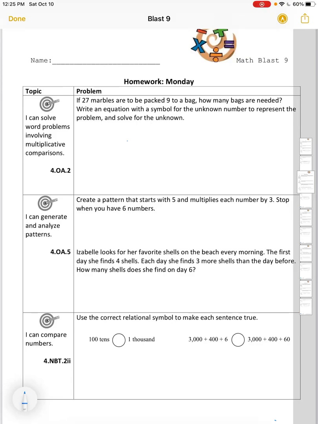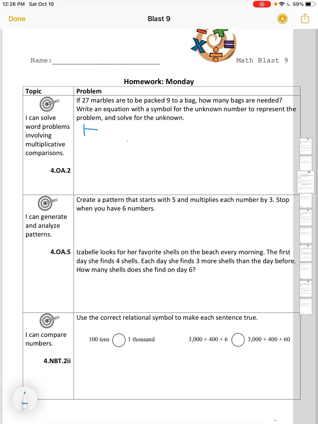Math Class 9. I can solve word problems involving multiplicative comparisons. If 27 marbles are to be packed 9 to a bag, how many bags are needed? Write an equation with a symbol for the unknown number to represent the problem and solve for the unknown.